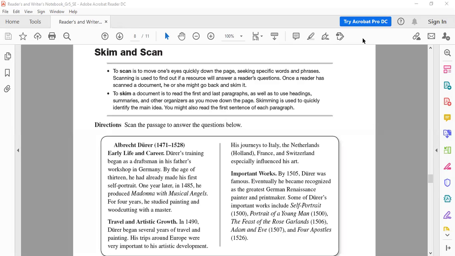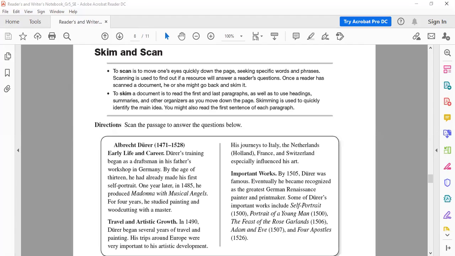So what is a skim and what is a scan, and how can I use it in my reading to improve my reading and make it easier for me? The first thing we need to understand is what it means to scan. To scan means to move one's eyes very quickly down the page, seeking specific words and phrases. Scanning is used to find out if a resource will answer a reader's question, and once a reader has scanned a document, he or she might go back and skim it.